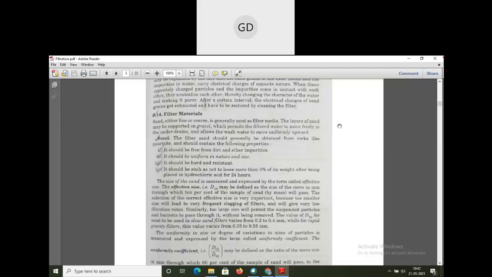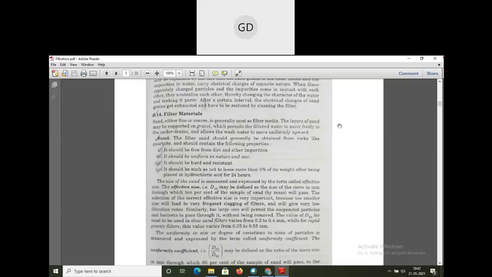Now, how to measure it? If you have studied soil mechanics, you know these terms. This sand is measured by a term called effective size. So what is the effective size? There are certain numbers, if you can remember: D10, D60, D30. In soil you have learned these. So what is D10? Here the effective size is used as your D10.